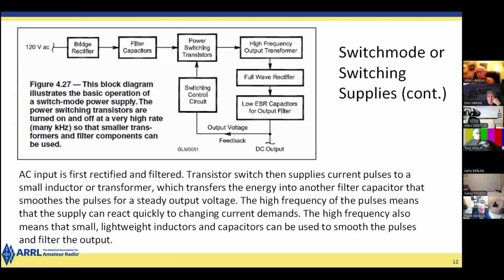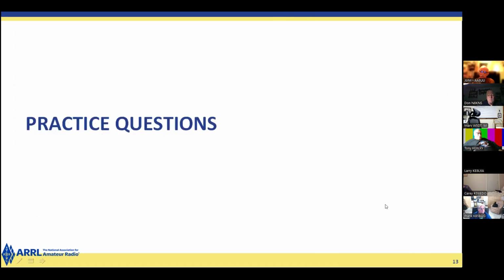Transistor switch then supplies current pulses to a small inductor or transformer, which transfers the energy into another filter capacitor that smooths the pulses back out again. The high frequency of the pulses means that the supply can react quickly to changing current demands. The high frequency also means that small, lightweight inductors and capacitors can be used to smooth the pulses.